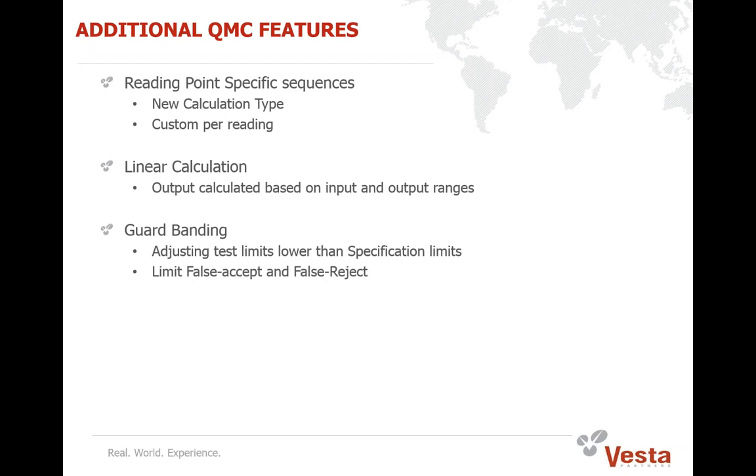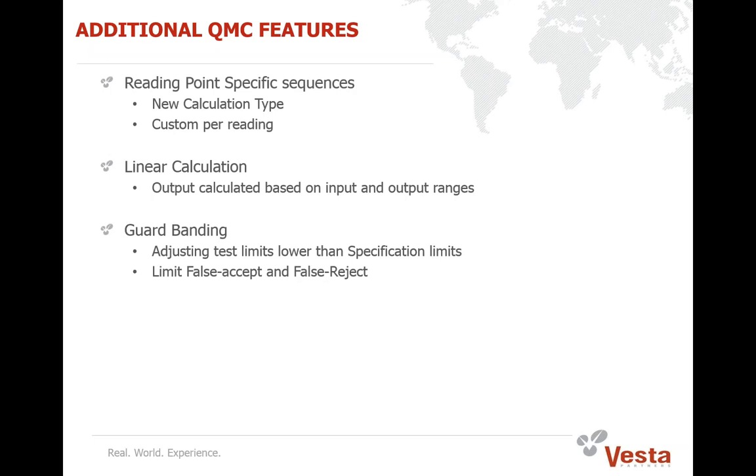So, a few additional features, and I'll try to touch on these time permitting in the demo. We can do reading point specific sequences. So for each of the readings I showed in the previous screen for the weight, there was a 20, a 60, and 100. For each of those, you can specify different calculation types. So one might be based on a percentage of the input reading, while the other is a plus or minus of the input kind of thing.